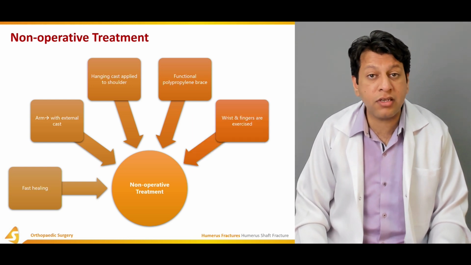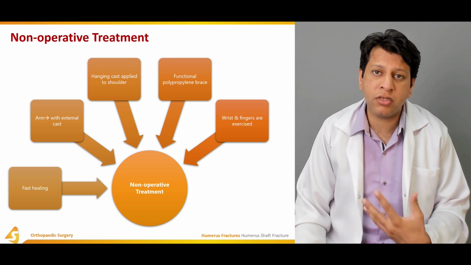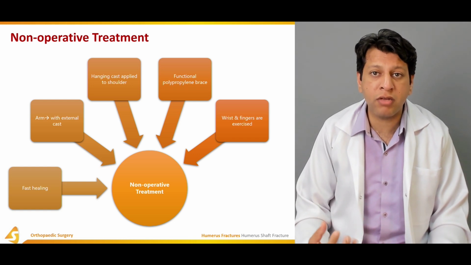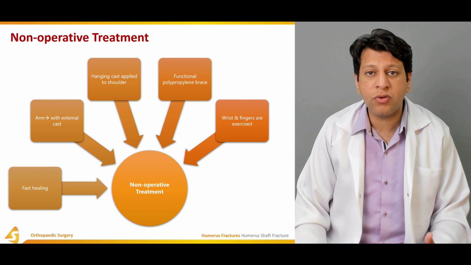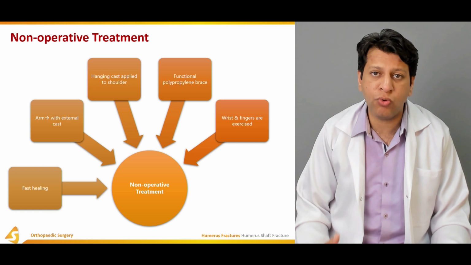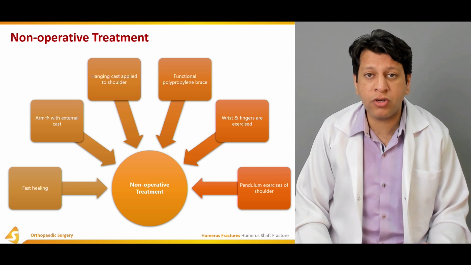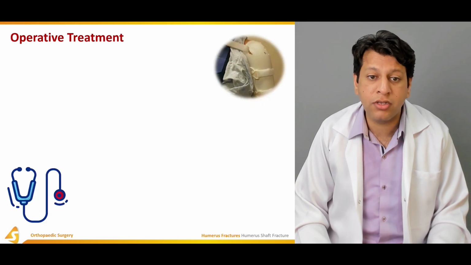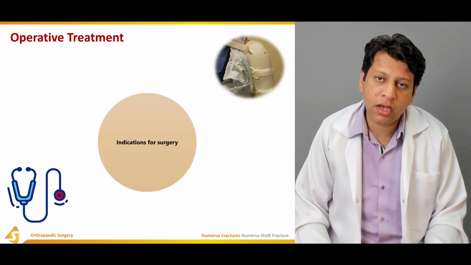Wrist and finger exercises are commenced straight away, because initially in the coaptation splint the elbow and shoulder are immobilized. Therefore, wrist extension and flexion and finger movements are started straight away. Once we convert to a functional humerus brace, then elbow and shoulder become free, and we can ask the patient to start active motion of the elbow as well as the shoulder joint. Pendulum exercises of the shoulder are started, then shifted to active shoulder and elbow exercises, and eventually strengthening exercises as the fracture heals.